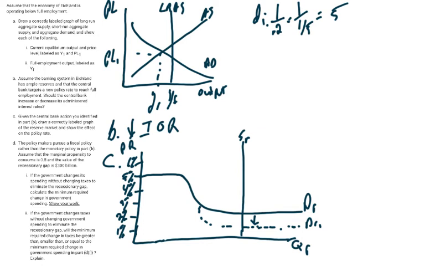I have a gap of 300 billion. So I'm going to divide that by 5 and I'm going to get 60. But that's not the answer, guys, because the answer is increase government spending by $60 billion. That would be the correct answer for D1.